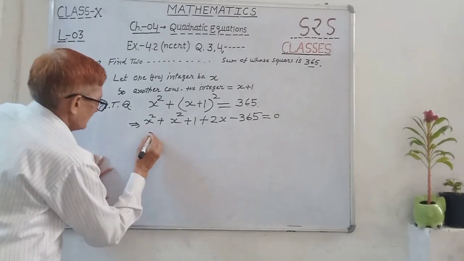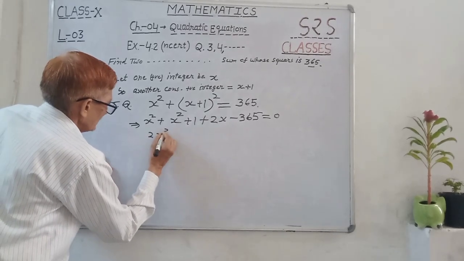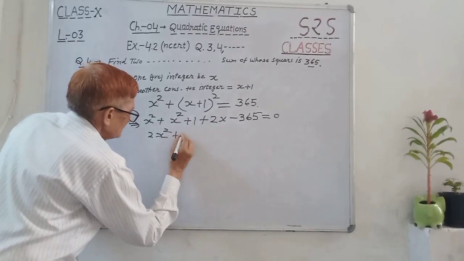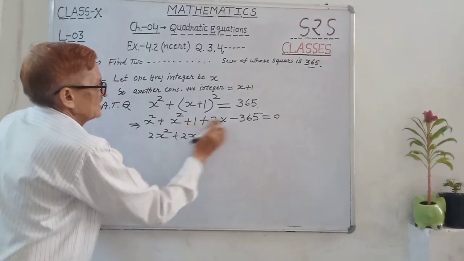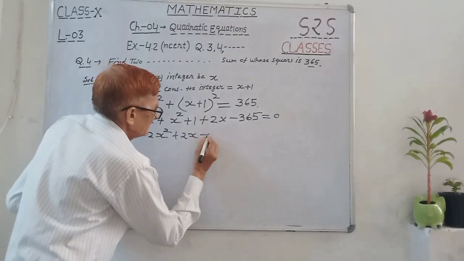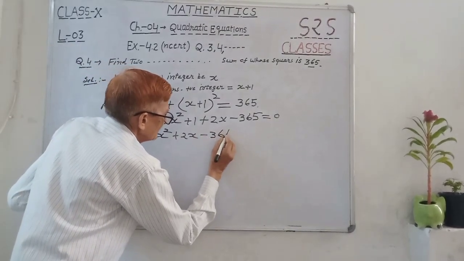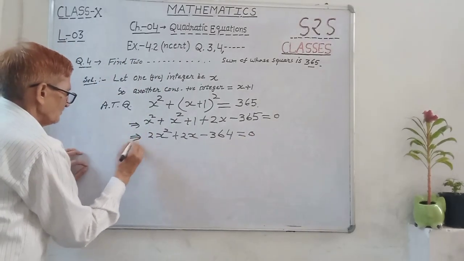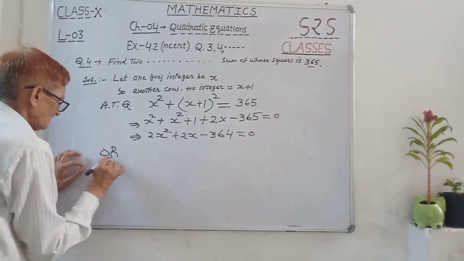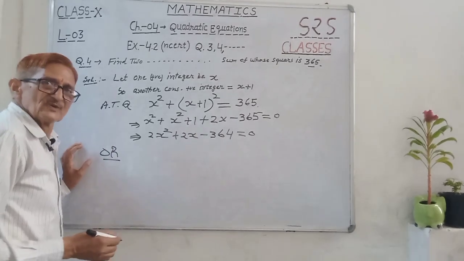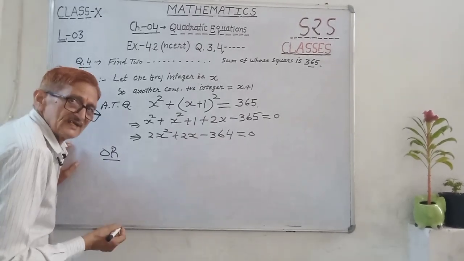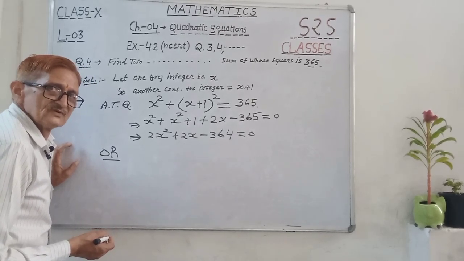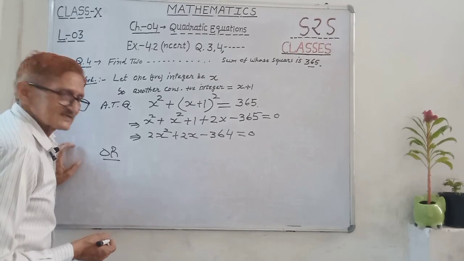Then now simplify like that. x square plus x square, 2x square, plus 1 will go with this, then plus 2x, and then plus 1 and minus 365, minus 364 is equal to 0. To simplify means divide by 2, the simplest form. 2 is the highest common factor in all the terms. If any factor is common in all the terms, we have to take it common or divide by that.